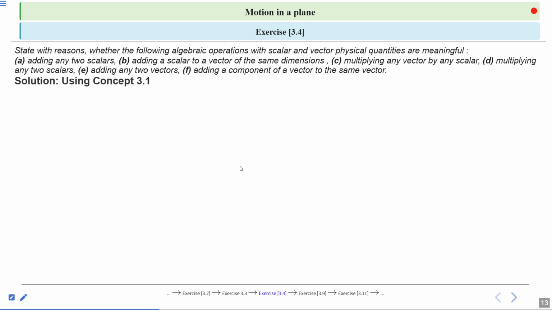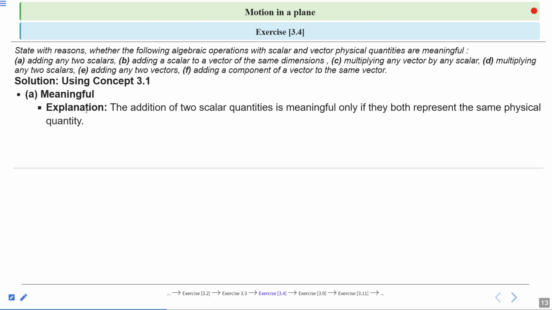So, solution using concept 3.1. So A is meaningful because the addition of two scalar quantities is meaningful only if they both represent the same physical quantity. For example, adding two masses, 5 kg and 3 kg, is equal to 8 kg. It means 5 kg is a scalar quantity, 3 kg is also a scalar quantity. So the result will be a scalar quantity.